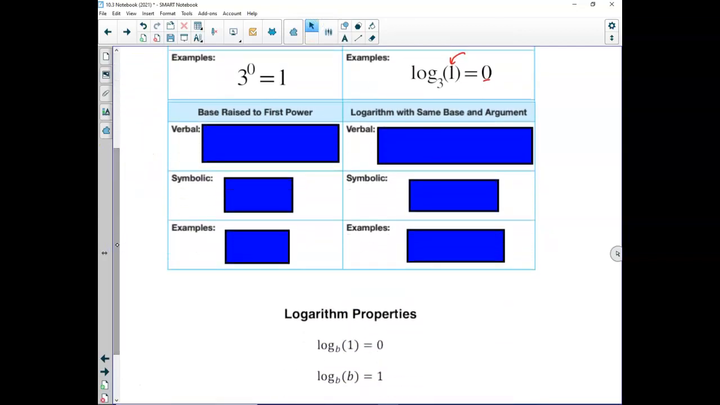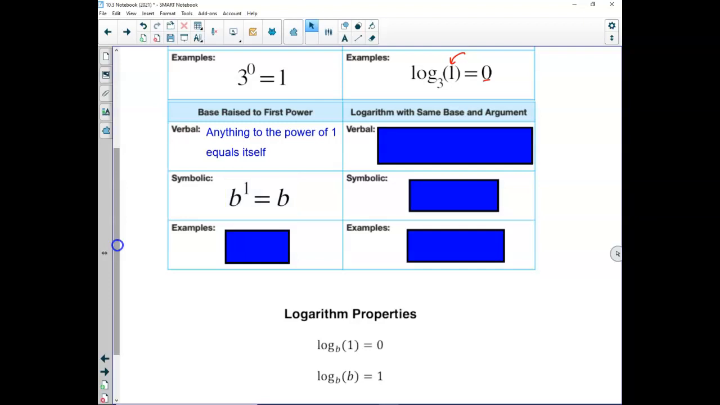Base raised to the first power. Well, that really is pretty obvious here. Anything to the power of 1 equals itself. That's the verbal explanation of that. Symbolically, b to the first power equals b. In an example, all I have to do is put a number in there for b. b cannot be a negative number, nor can it be 1 or 0, but 4 to the first power equals 4.